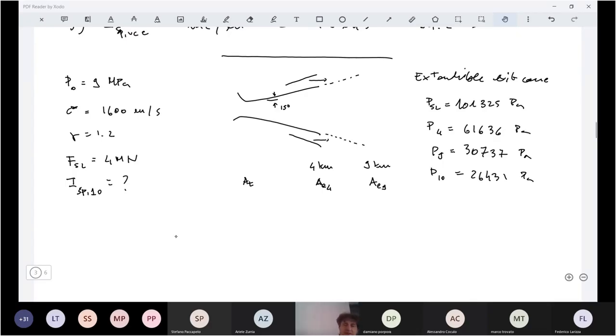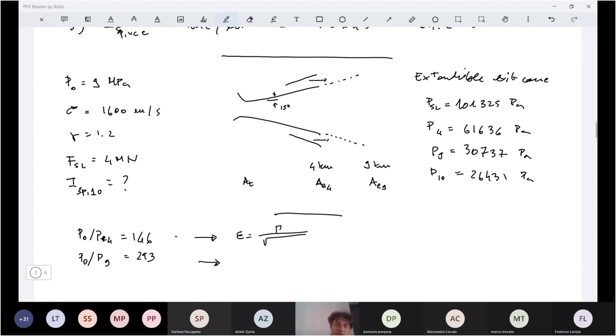So first of all, let's compute our pressure ratios, sorry, our area ratios based on the pressure values that we have. The pressure ratios are 146 and 293. And from here we have that epsilon is equal to gamma over, we have already written today this expression, so I don't write it again. We have epsilon 4 and epsilon 9, and this will be equal respectively to 15.6 and 27.19.